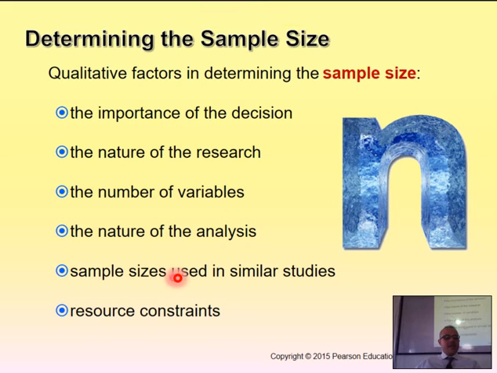And then we've got the sample size in similar studies. So if all other studies use a sample size of, let's say, 1,000, then maybe you want to have 1,000 so that you can compare. And then we've got resource constraints. So how much money you have. Because remember, every sample will cost you money. So if you have a lot of money, then you can spend more.